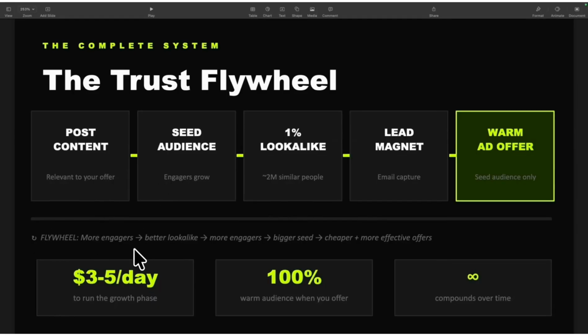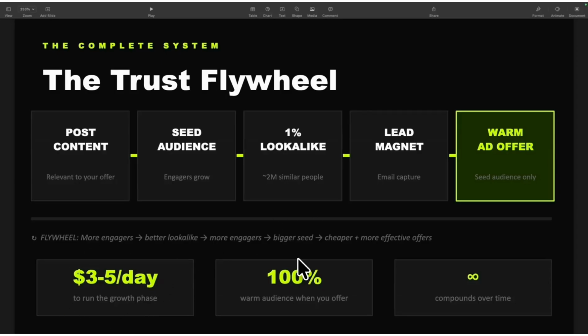So that's the flywheel. You get more engagers, and you get a better lookalike, and then more engagers from that, and you get a bigger seed, and then you get cheaper and more effective offers. And you can run this play with $3 to $5 per day. This is in the growth phase, right? So you have your seed audience, and you're just trying to grow that seed audience as much as possible. You do this with a very low budget.